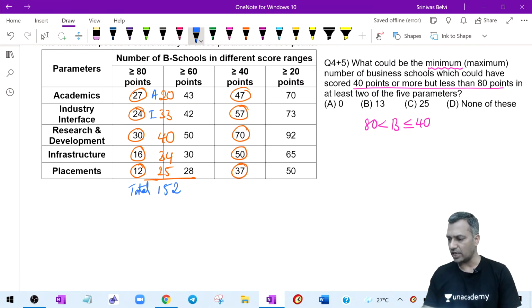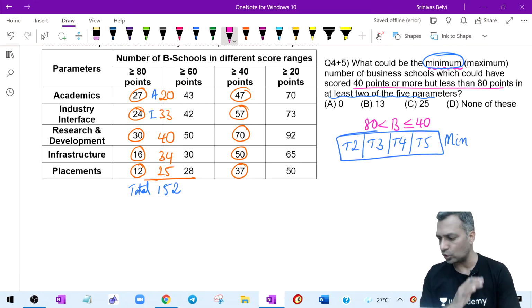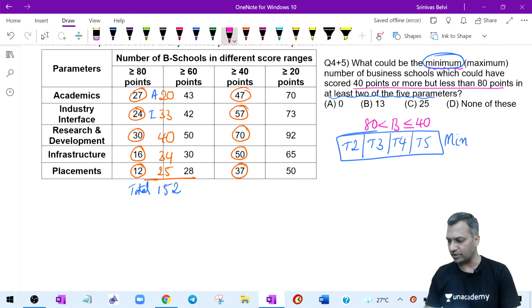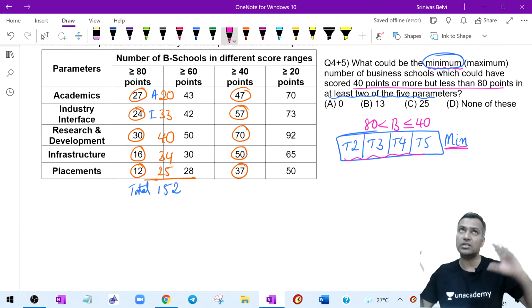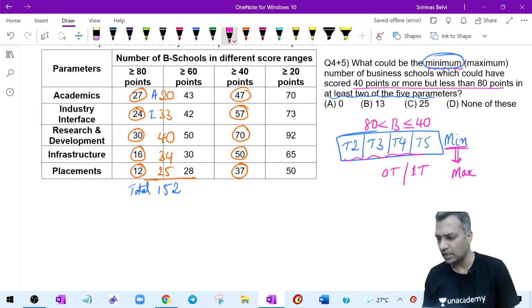How do I need to distribute? First thing, I want minimum. Minimum of what? At least two of the five parameters, which means anybody having two tokens, three tokens, four tokens, or five tokens has to be minimized. I don't want people having two, three, four, or five tokens. Alternatively, it also means maximize the people who have zero token or one token, because the sum is constant. Together there are 100 B schools.